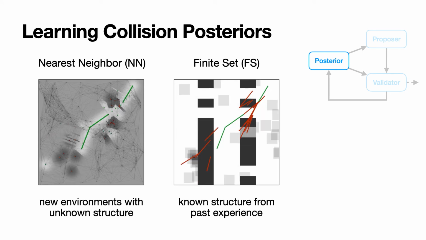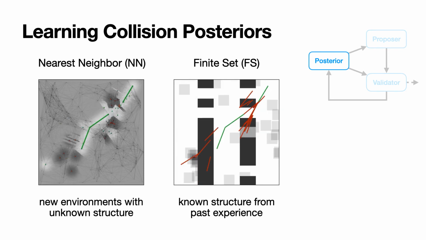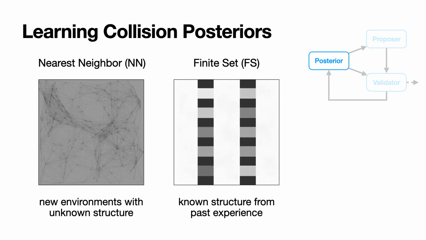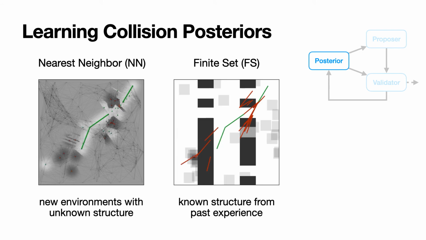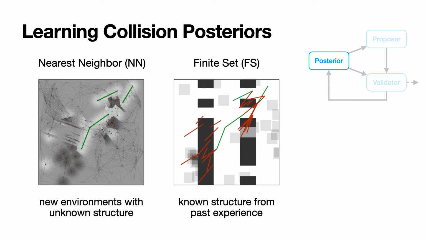However, we may know that the world will be chosen uniformly from a finite set of possible worlds. With this stronger assumption about the world structure, we can filter out worlds that are inconsistent with previously collision-checked edges. Then, the remaining worlds can be used to compute edge collision probabilities.